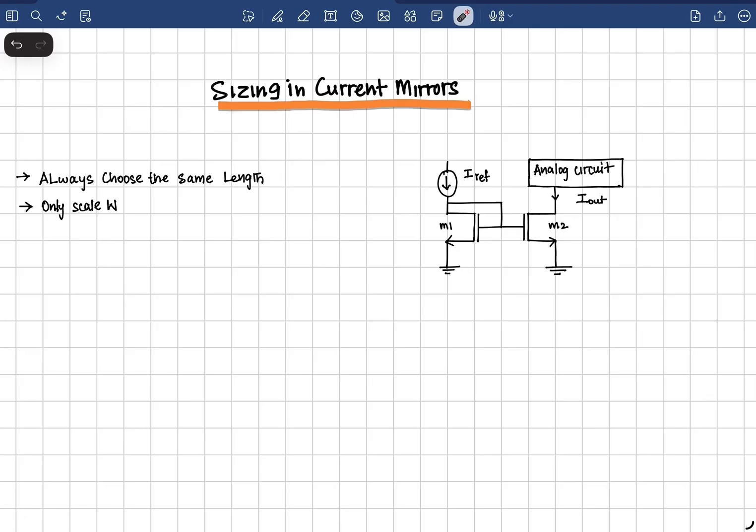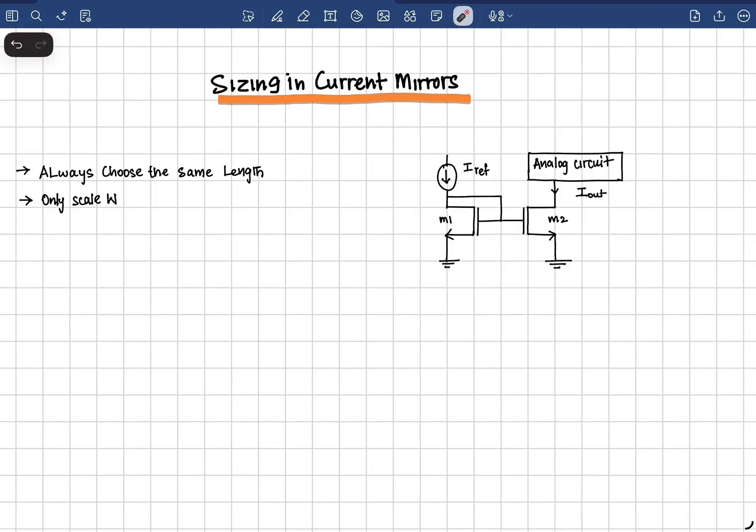Today, let's discuss sizing in current mirrors. If you haven't already checked out my previous video on current mirrors, where I spoke about a basic introduction to the entire concept of current mirrors, please do check it out. You can find it linked above and I'll also link it in the description.